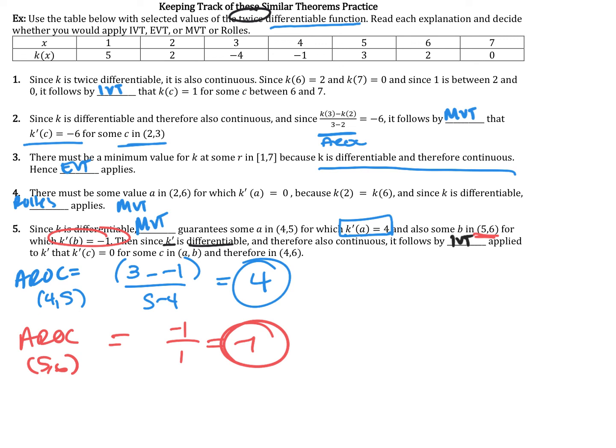So it's important to know the differences between these theorems. It's important to know the conditions that have to be stated and for you to be able to use them in a variety of different ways.